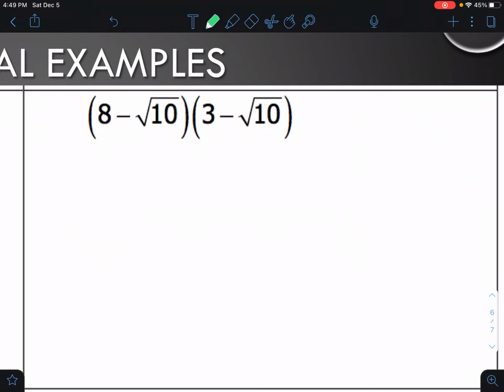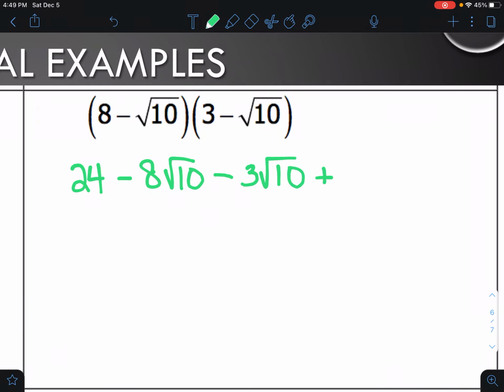Okay. Again, distribute. 8 times 3, 24. 8 times root 10 would be negative 8 root 10. Now I'm going to do this times that, and then this times that. So this would be negative 3 root 10 times, or plus, excuse me, square root of 100. Okay, so we got 24.